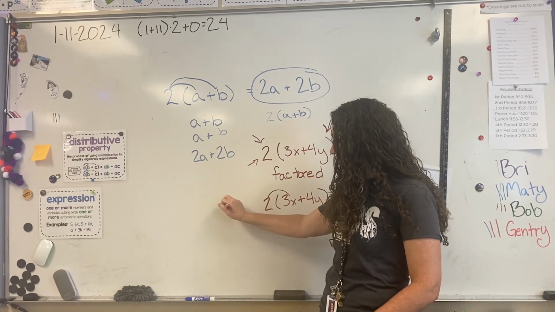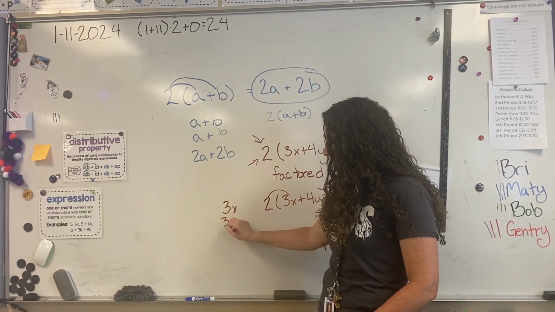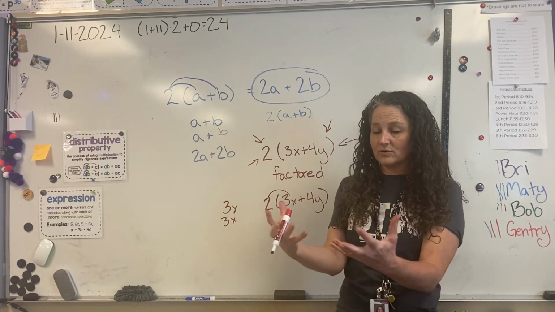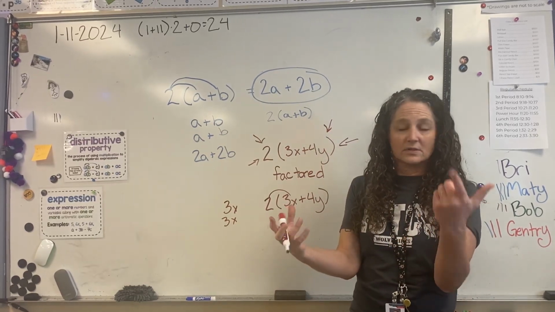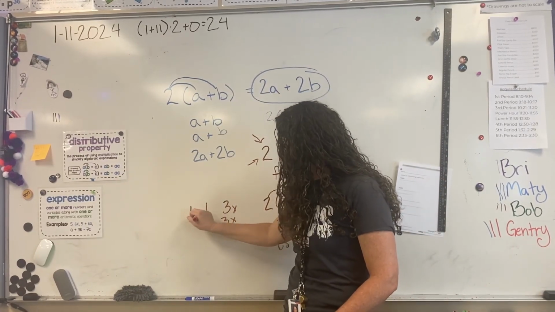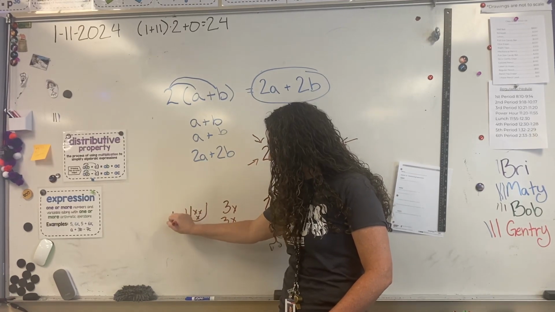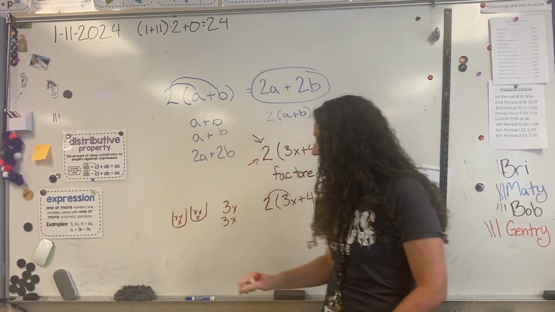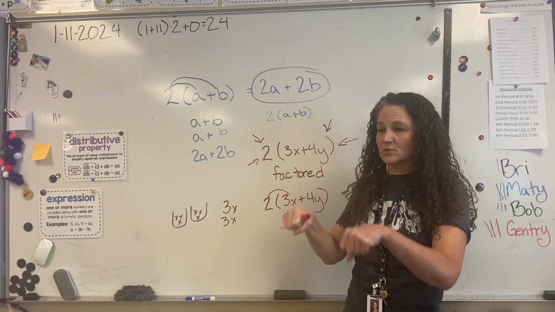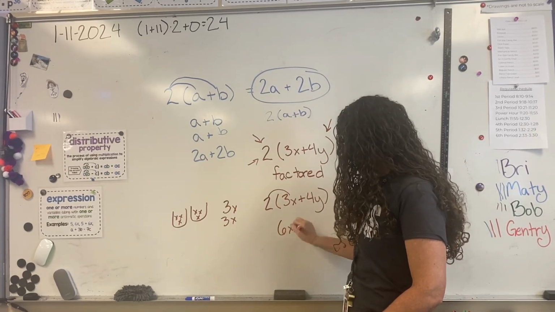I have 2 of 3 x's. There's a 3x, and there's a 3x, and I have 2 of those. So how many x's do I have? 6x. So I have 6 x's. If I think about it, I have a little bag here with 3 x's in it, and I have another little bag with another 3 x's. So I have a total of 6 x's. If I had little bags with little letters in them, right? So I have 6 x's.